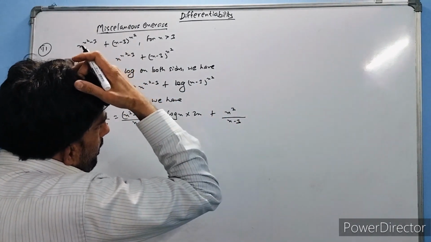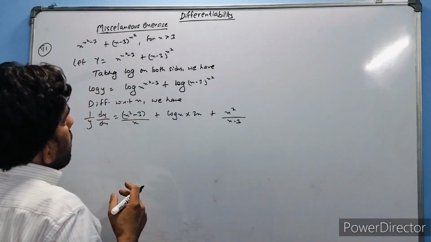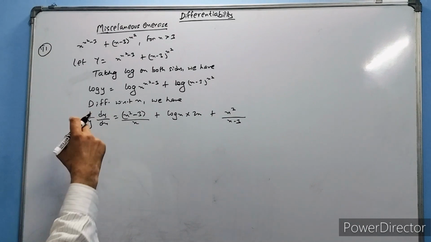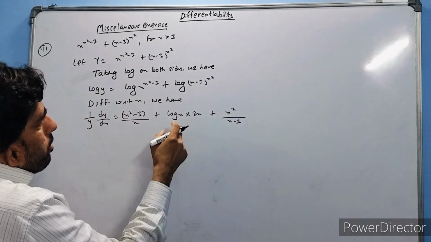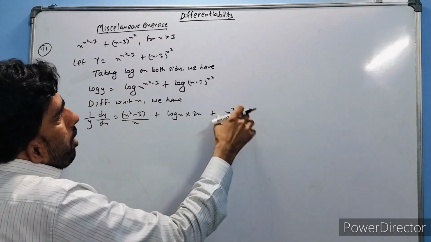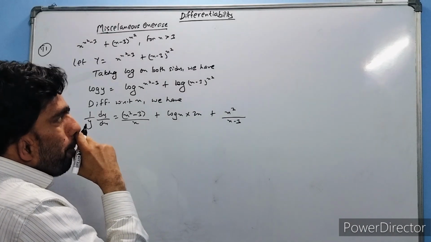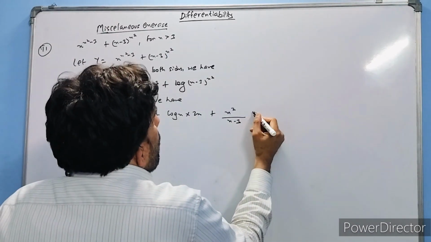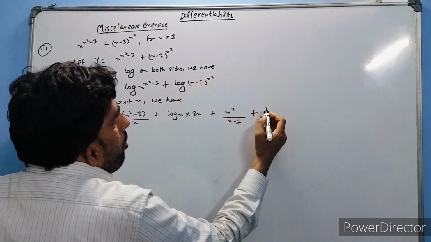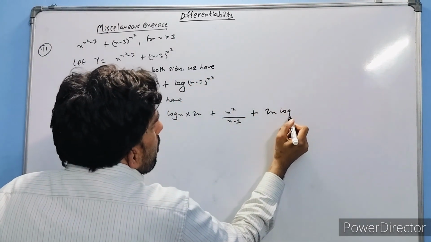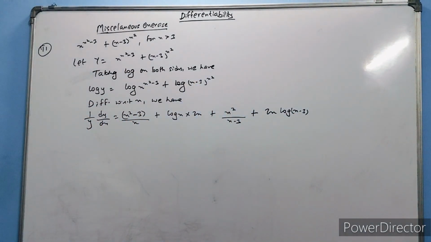Now we have x square minus 3 into differentiation of log x, plus log x into the differentiation of this. Same here, we have x square into this, and plus I will leave it as it is, and differentiation of x square will be 2x log of x minus 3. Here I have applied the product rule.